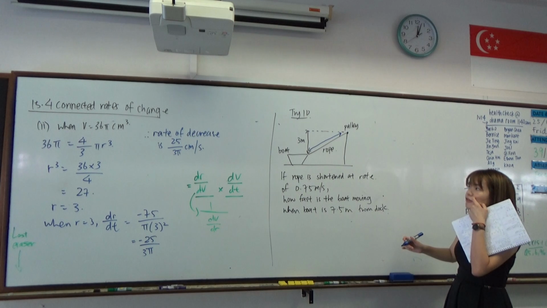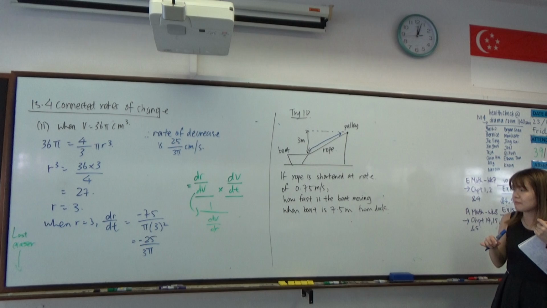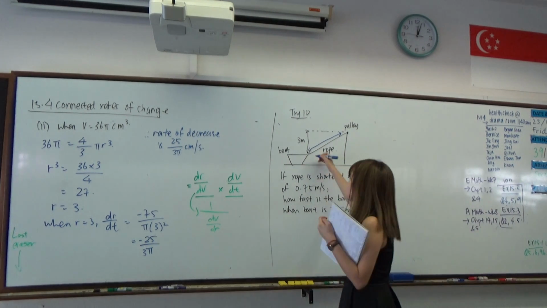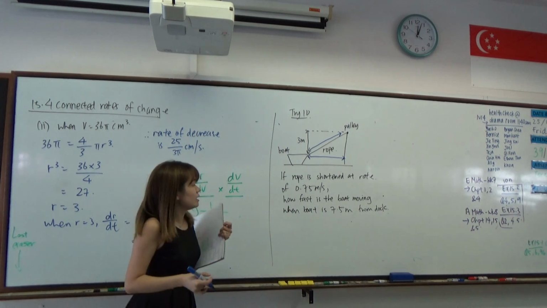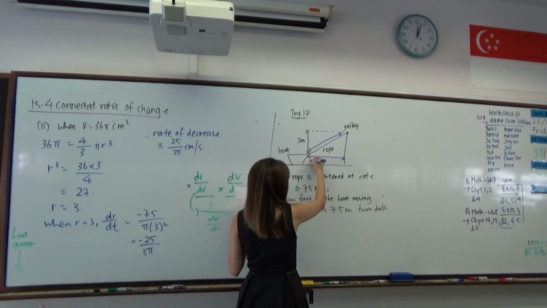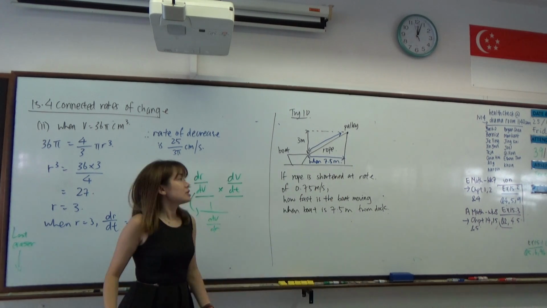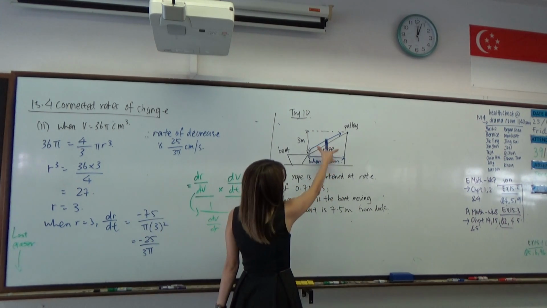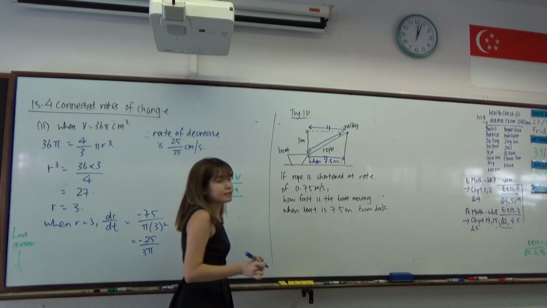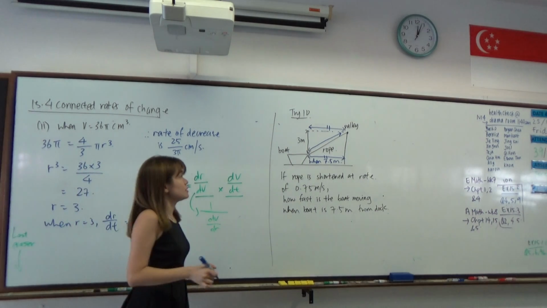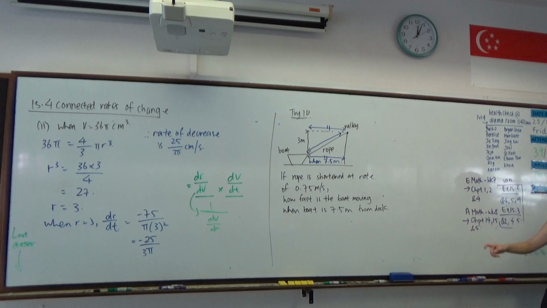Then, how fast is the boat moving when the boat is 7.5 meters from the dock? So we want to know how fast it is moving towards the dock when it is 7.5 meters long. This length over here is the same length as on top. These two lengths are the same, right? What shape do you notice in this diagram? You notice a right angle triangle, right?